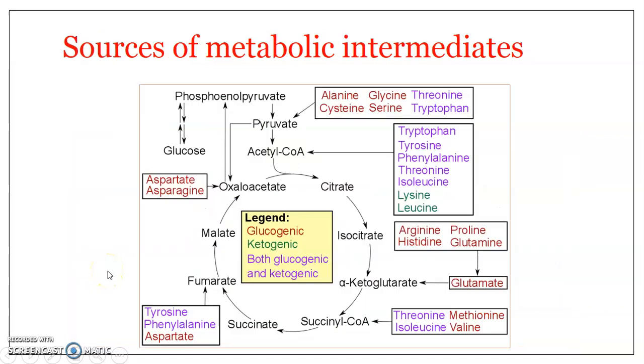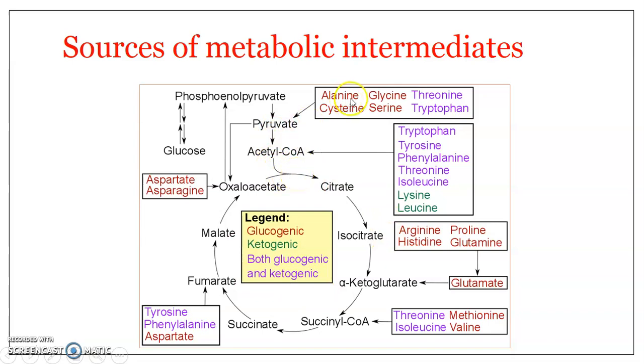Amino acids, yes. So this is all about the amino acids which give rise to acetyl coenzyme A or any other product related to the citric acid cycle. Here you can see amino acids like alanine, glycine, threonine, cysteine, serine, and tryptophan. They get broken down, or converted, to pyruvate, and this pyruvate can enter the citric acid cycle by its conversion to acetyl coenzyme A and then its entry into the tricarboxylic acid cycle.